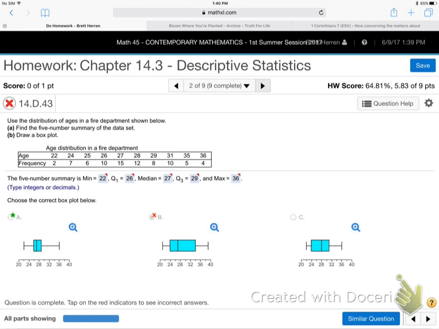All right, let me help. So what's the lowest number in the data set? That's the 22, right? And the highest number is the 36. The youngest fireman, the oldest fireman, right? We good? Now, how do you find the Q1? Let me help with this. So the Q1 is P25, right? Which means, remember what you do. Go P over 100 times N. So P is 25 over 100 times N. Now what is N?